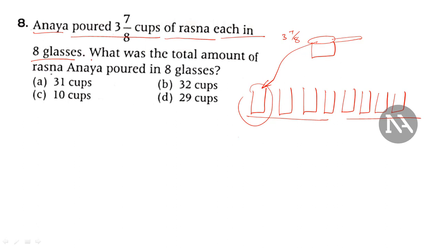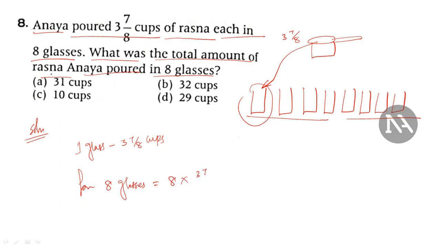So in the question they are asking, what was the total amount of rasna Anaya poured in 8 glasses in terms of cups? How many cups of rasna she poured in 8 glasses? So it is a simple question. For one glass, she pours 3 7/8 cups of rasna. For 8 glasses, how much rasna she pours? So it is 8 into 3 7/8.